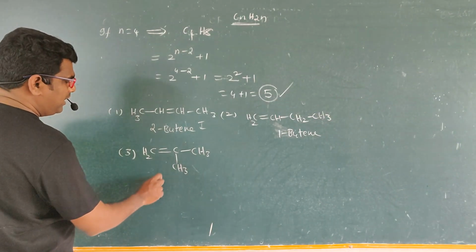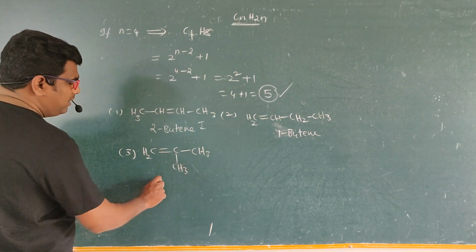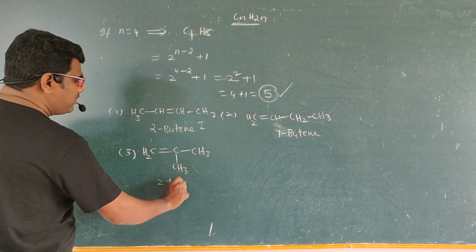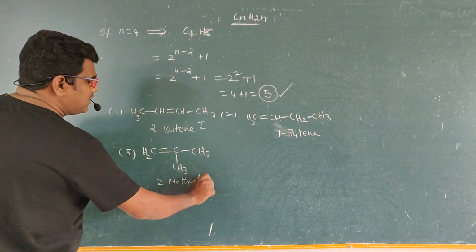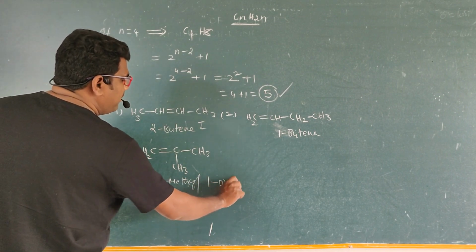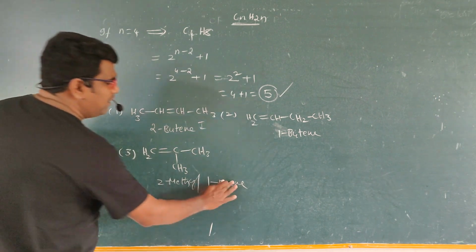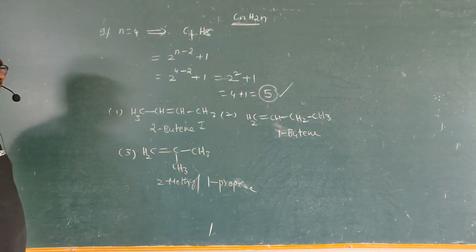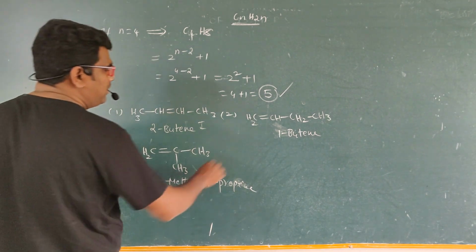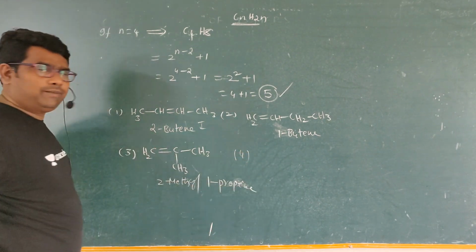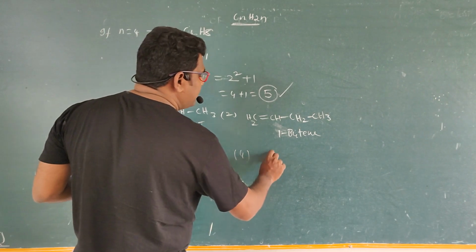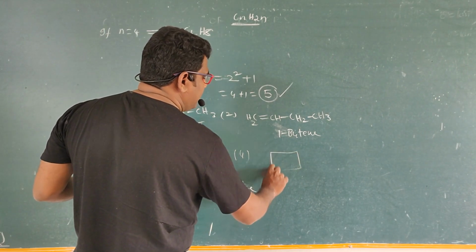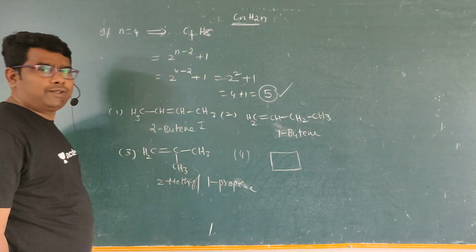Here, what is the IUPAC name? The numbering starts from here. So 2-methyl, the second position has a methyl substituent, and the double bond is at position one, in propene. So 2-methyl-1-propene is the third isomer. And next, the fourth isomer is cyclobutane. Cyclobutane is the fourth isomer.